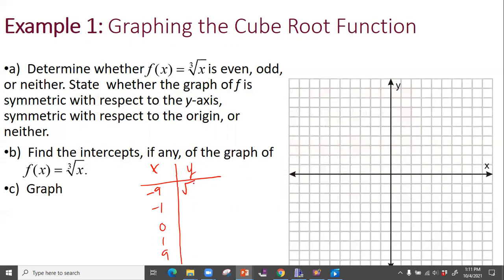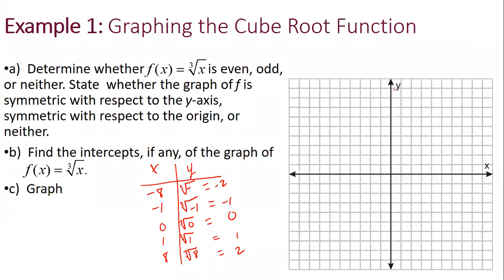That's because the cube root of -8 equals -2. The cube root of -1 equals -1. The cube root of 0 equals 0. The cube root of 1 equals 1. And the cube root of 8 equals 2. Sorry, I originally wrote 9, and that's not right. Those 9s were never meant to be there. They were supposed to be 8s. Fixed it.